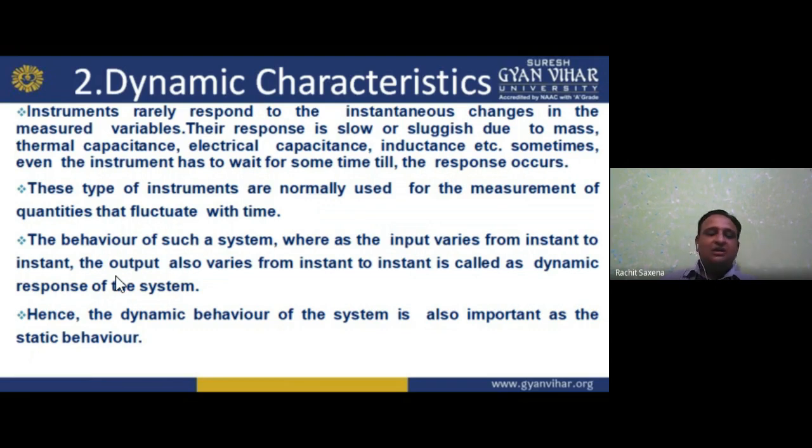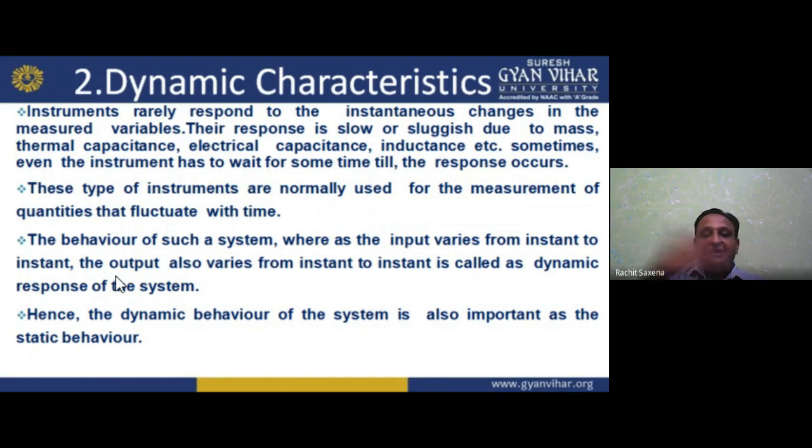The behavior of such a system, where the input varies from instant to instant and the output also varies from instant to instant, is called the dynamic response of the system. Dynamic response is basically based on time, meaning instantaneous changes. For input changes, the instrument gives the output showing where the changes exist and how much they are.